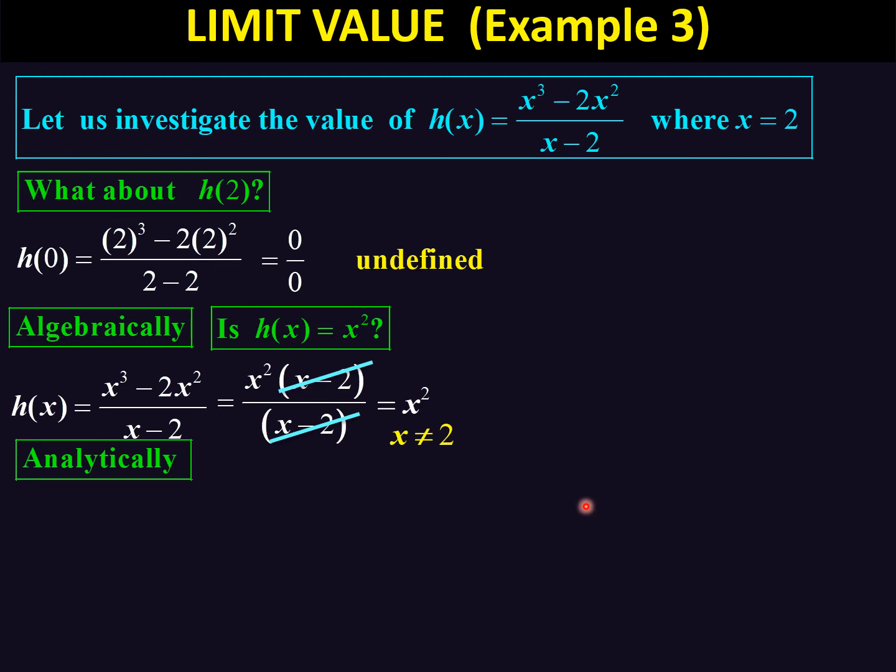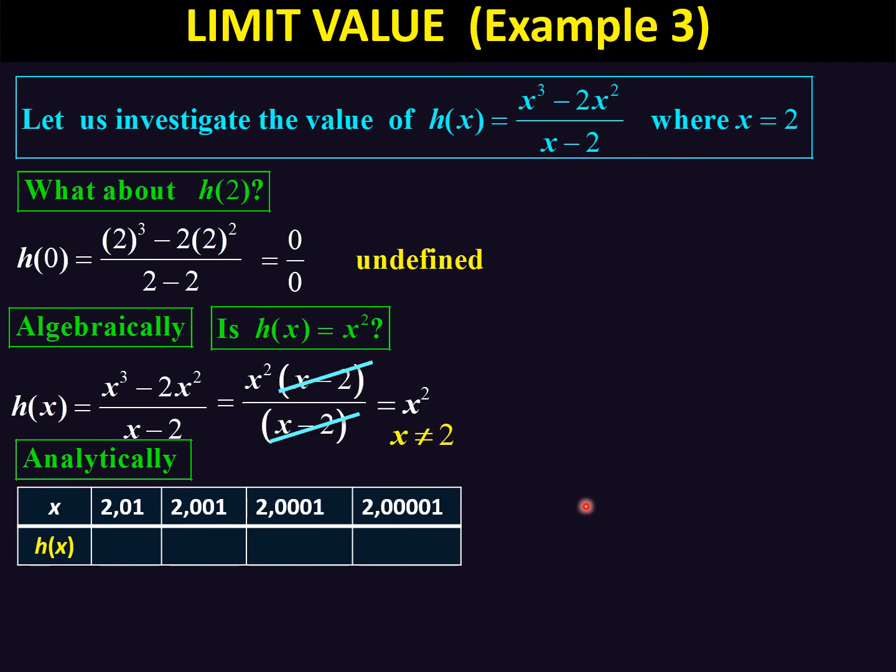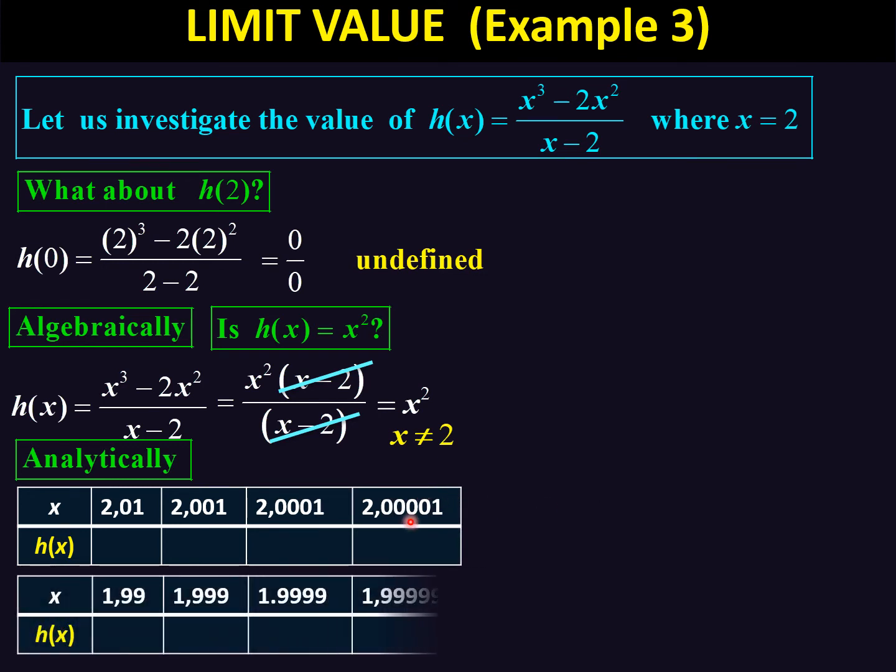Let's look at it analytically. A value greater than 2, those are some values approaching 2. And this one gets closer to 2. Let's take this one, it gets closer to 2. So the more zeros I have, the closer to 2. The more 9s, the closer to 2. Let's compute that. Go to the calculator. I'll give you some time.